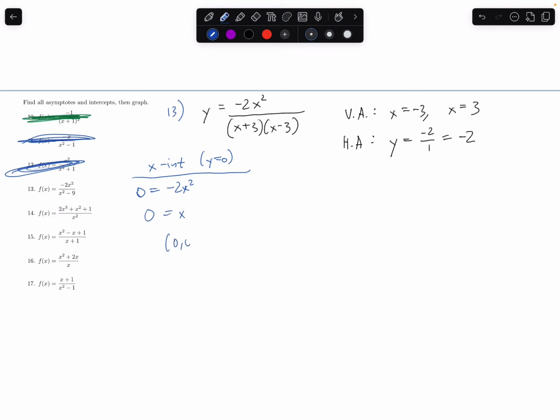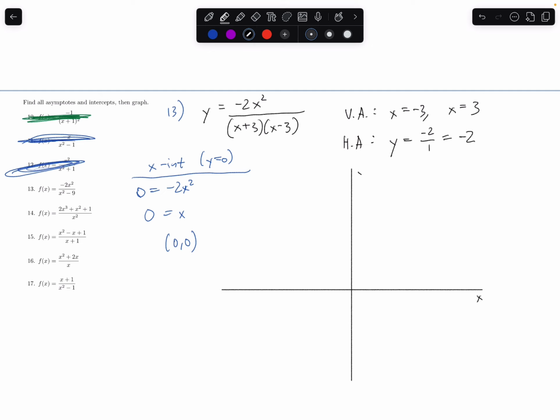So once again, I have that nice, easy point, (0, 0). That's both my x and y intercept. I'm not going to bother writing the y-intercept part because I just found it. (0, 0) is both. If I was to plug in x as 0, then y pops out as 0 as well.